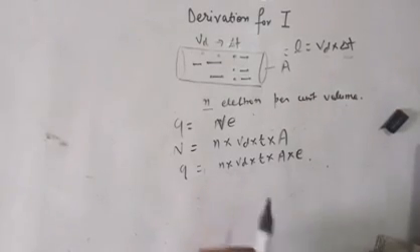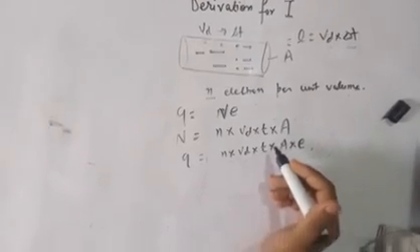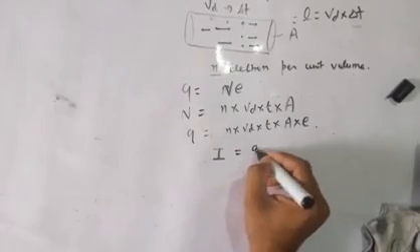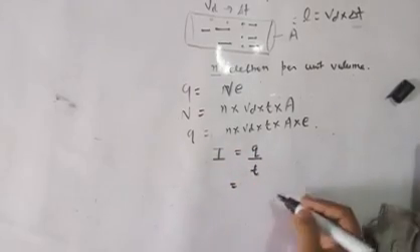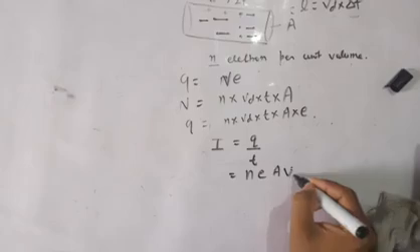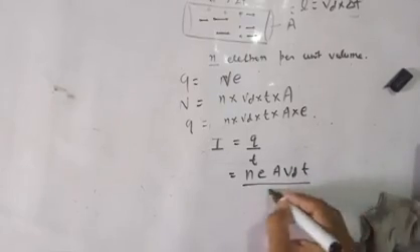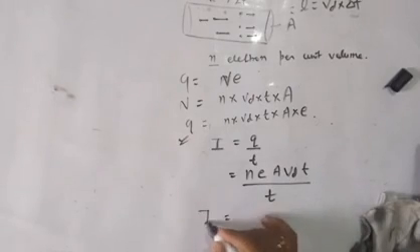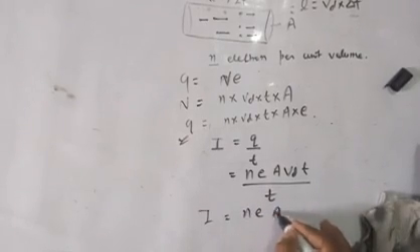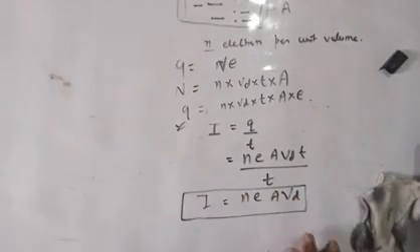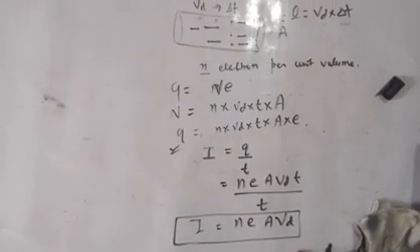Now to find the value of I, we will do what? I is equal to Q by T. So n e A Vd t upon t. Put in the value of this Q. So what we get? I is equal to n e A Vd. This is the final derivation for I. Very important derivation. It often comes in exam.